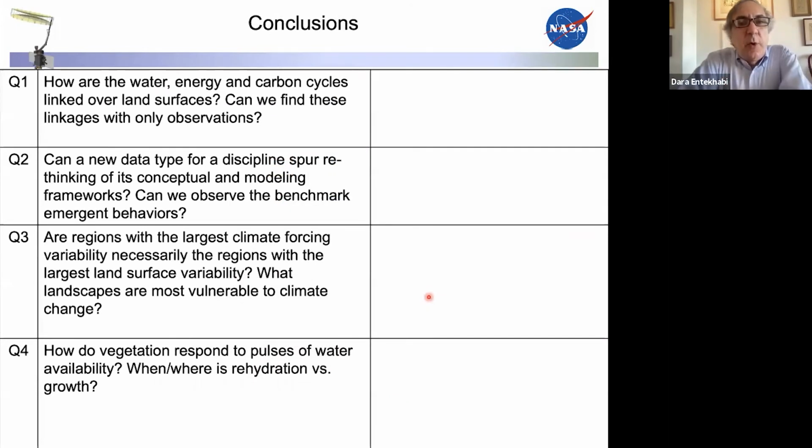So these are the 4 questions that we posed. One was on how the water, energy, and carbon cycles are linked, what the new data type allows us to do in rethinking our conceptual frameworks in hydrologic models, which regions are more vulnerable to climate change and why, what the driving underlying mechanisms are, and how plants respond to pulses of water. And again, the goal was to make it as much as possible purely observational in order to create benchmark data sets for these emergent behaviors in models.